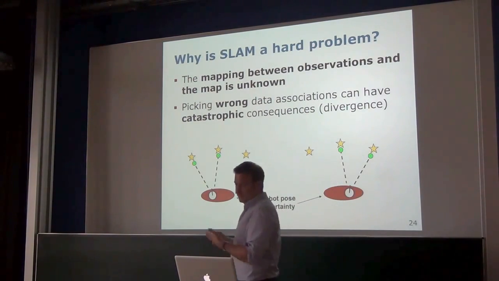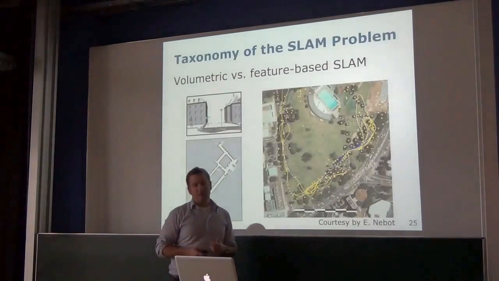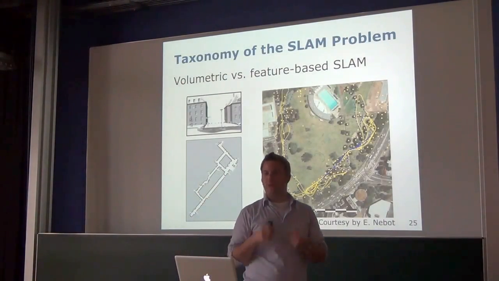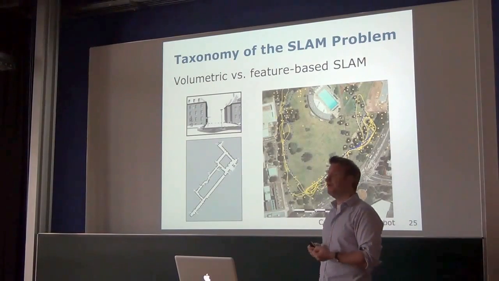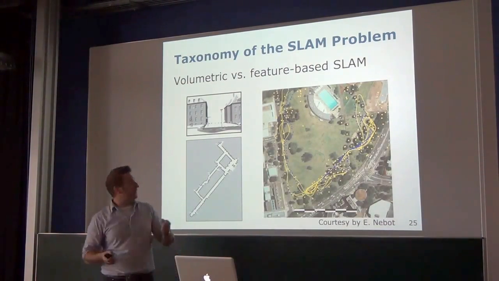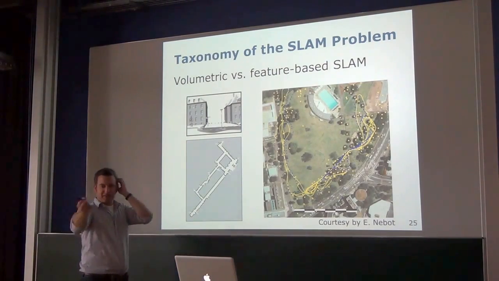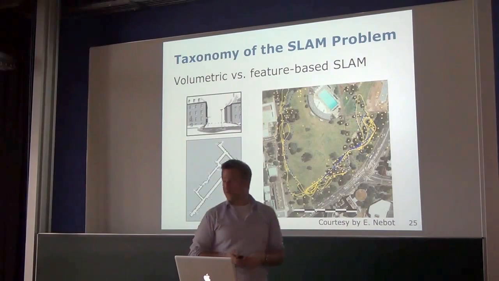Okay, so after having discussed the raw properties of the SLAM problem, I would like to look into what's called the taxonomy of the SLAM problem. So what are the different variants you find in here? The first distinction you find between algorithms is volumetric representations against feature-based representations. This was something which came up here before with the question.